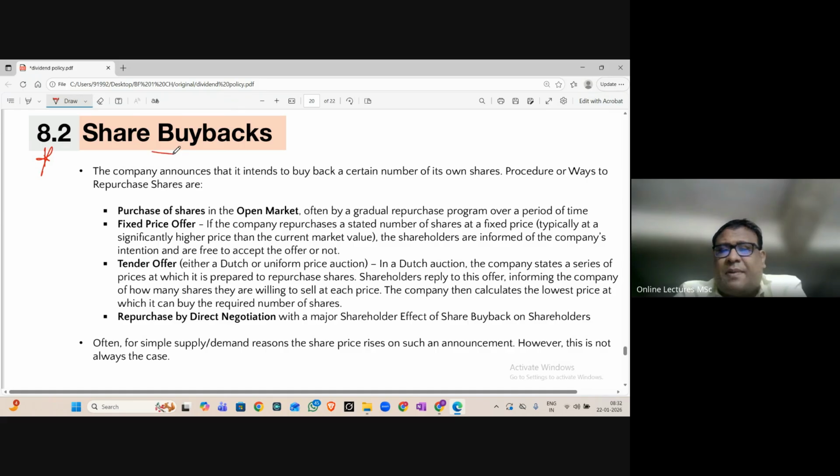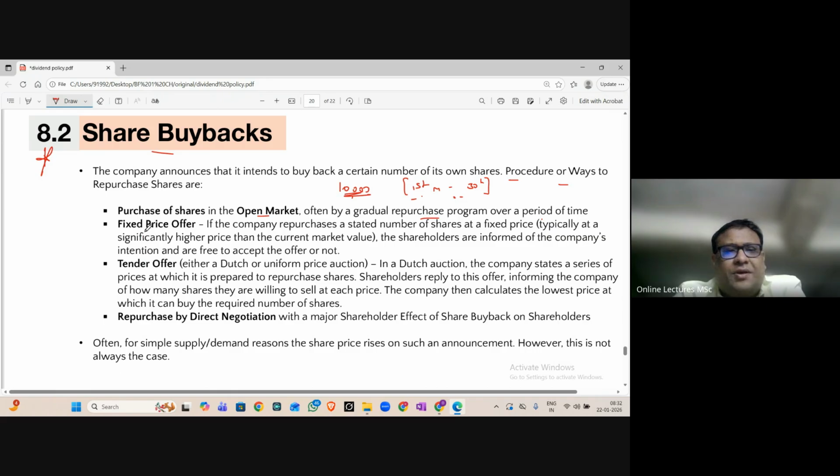Techniques of share buyback. A little technical area, legal side. The company can have various ways, procedures to have buybacks. Number one, the company can decide to buy back from the market itself, telling a range. For example, Infosys earmarks 10,000 crore and says that from 1st March to 30th June, they will use this 10,000 crore to buy a certain number of shares from the market. It's an open market, so gradually it will repurchase over a period of time.